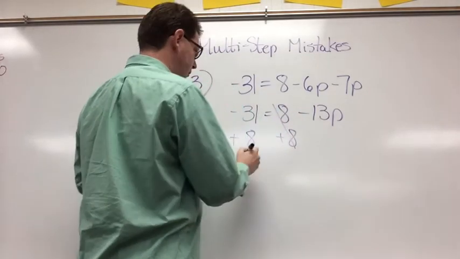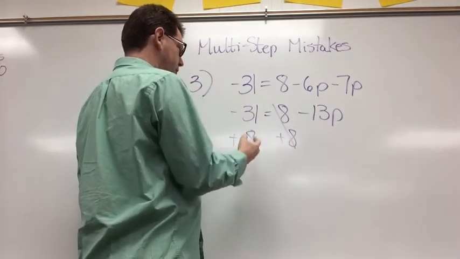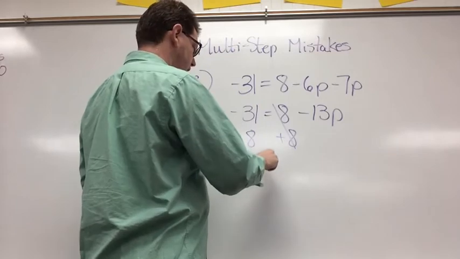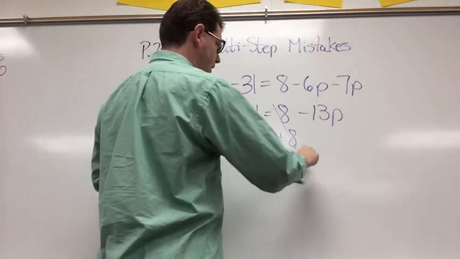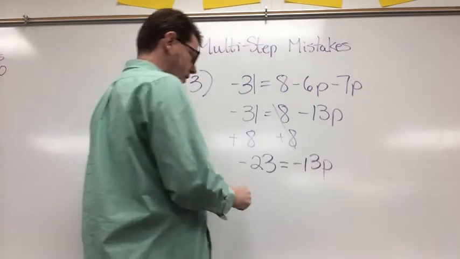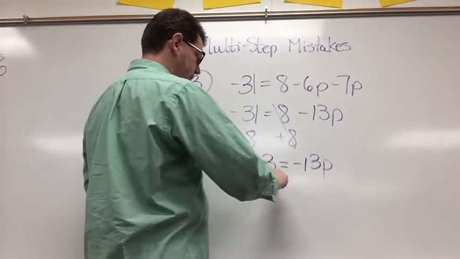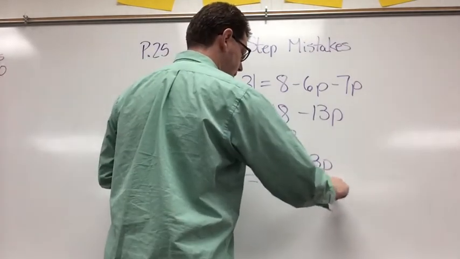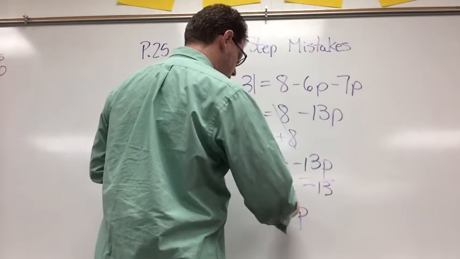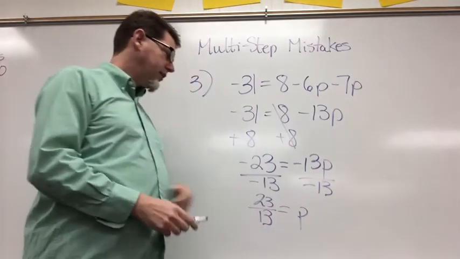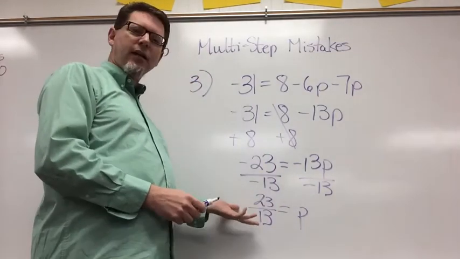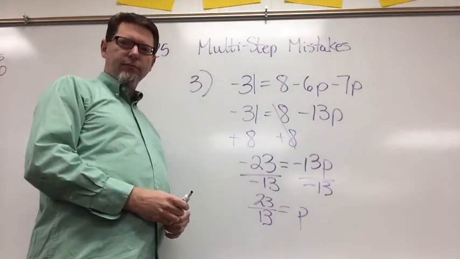Those cancel out, and I'm left with negative 31 plus 8 is negative 23, right? Equals negative 13p. And so I divide by negative 13 on both sides. And I'm left with p equals 23 over 13. And I'm just going to leave that as an improper fraction because I cannot simplify it anymore.